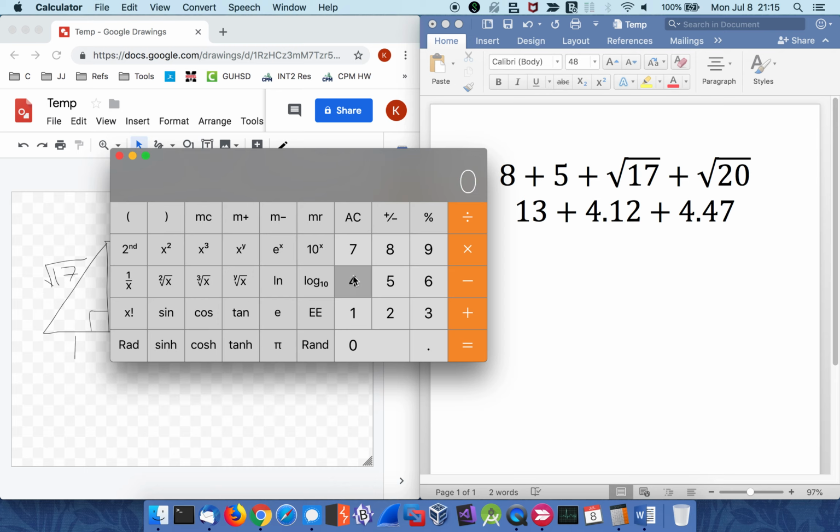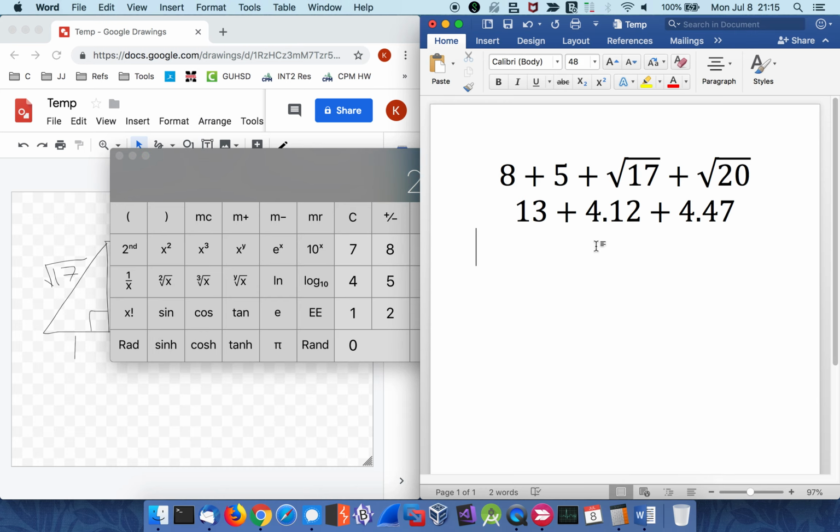So 4.47 plus 4.12 plus 13 equals 21.6, let's say. Equals 21.6. And there's our answer. Boom. So the perimeter is 21.6.